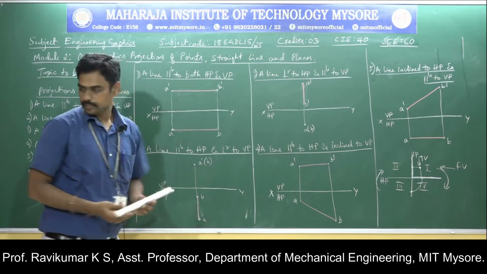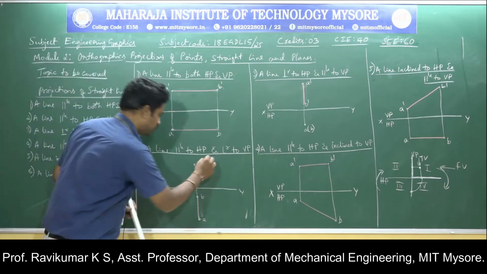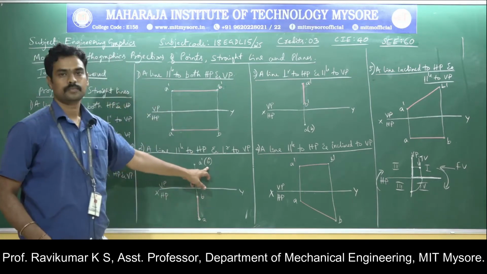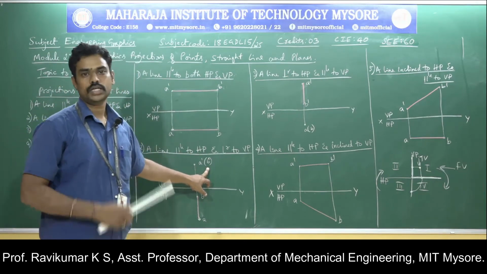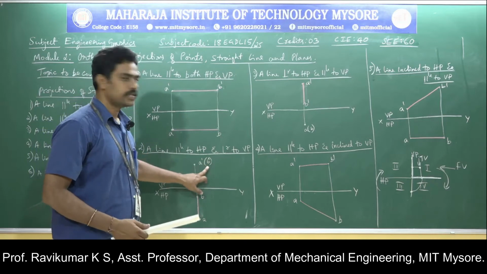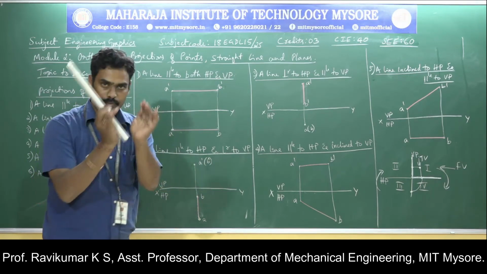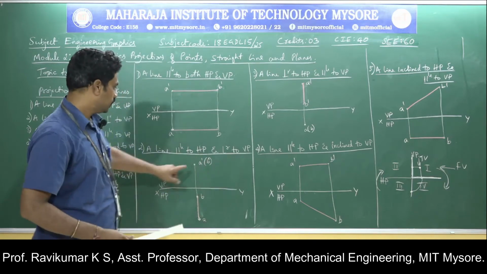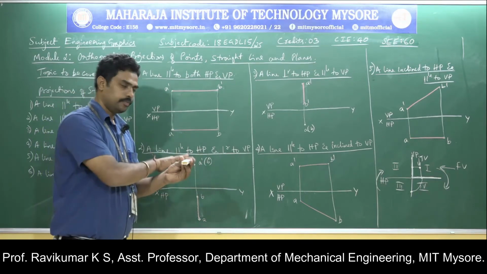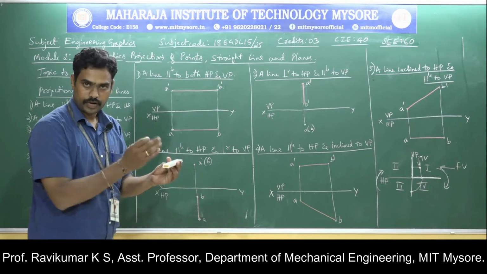Since B is invisible, I am going to put it in bracket. Okay, this is the convention used to represent an invisible point. If a point is in bracket, then it is invisible. It is understood that it is invisible. So A dash and B dash in the front view.